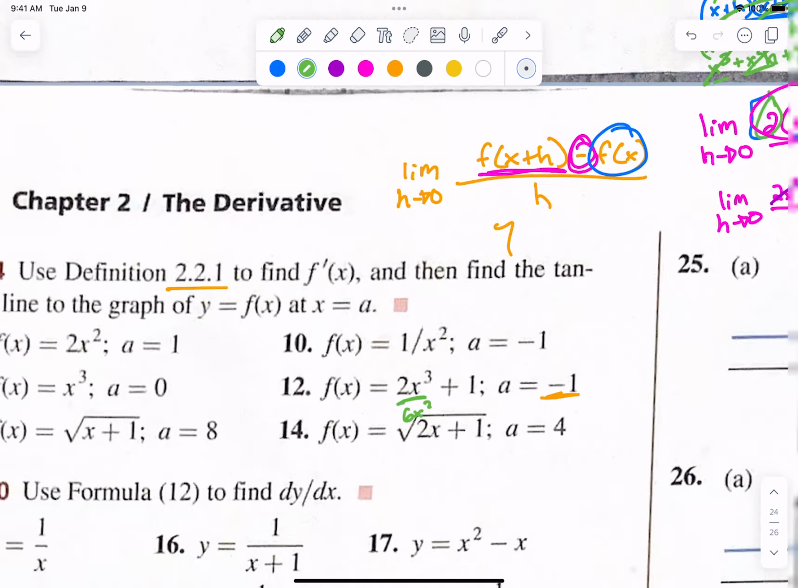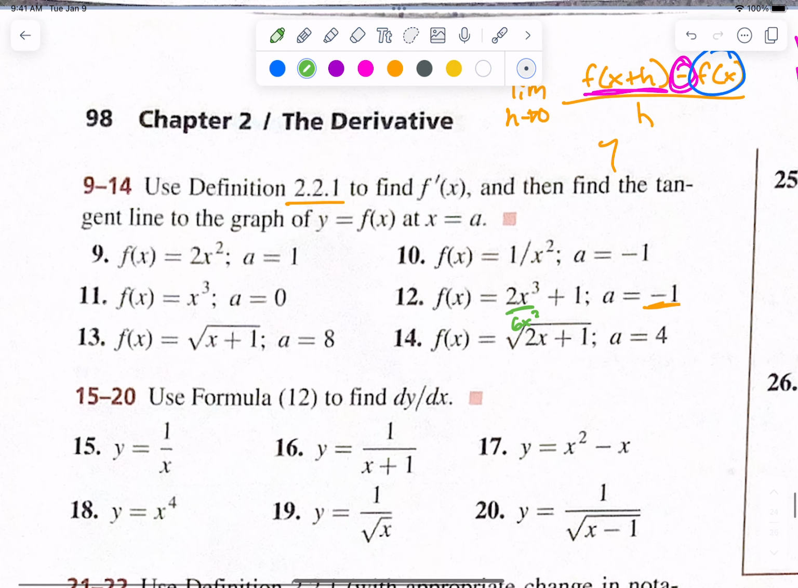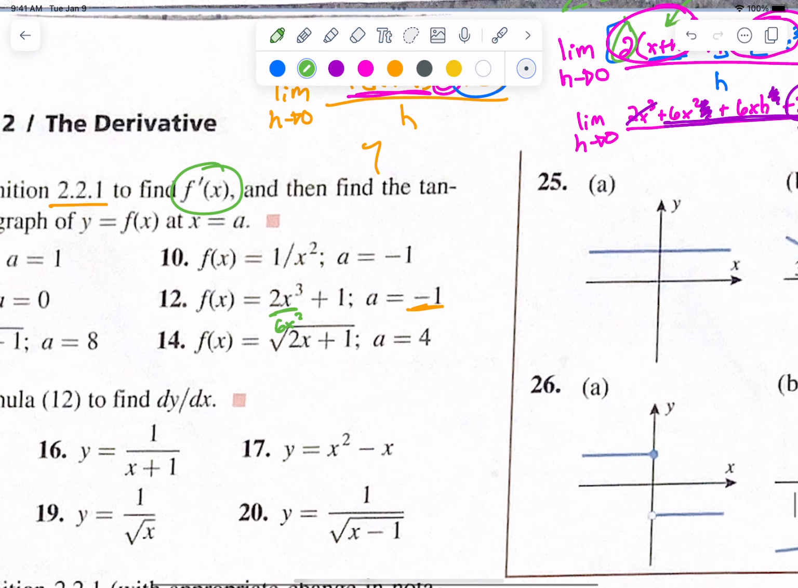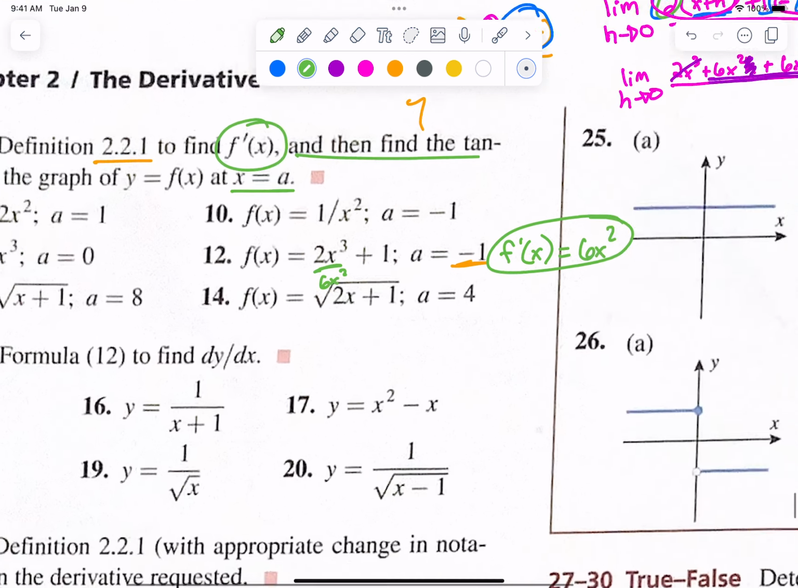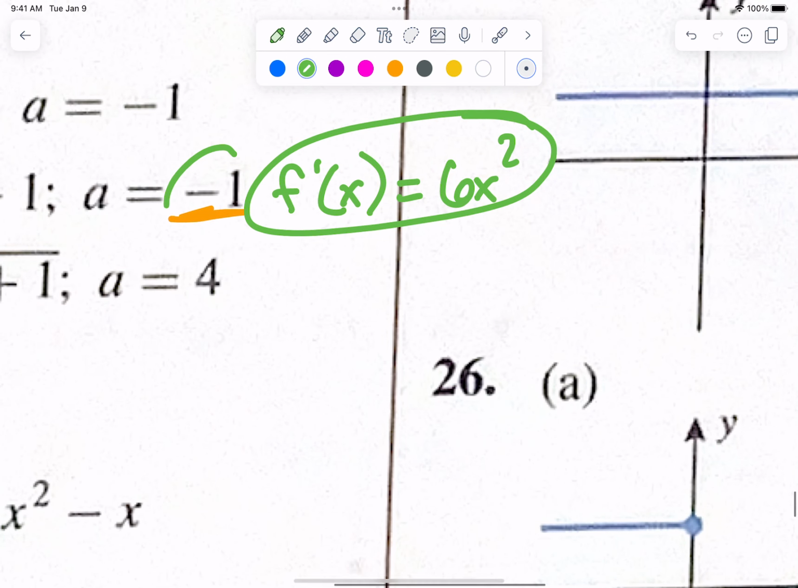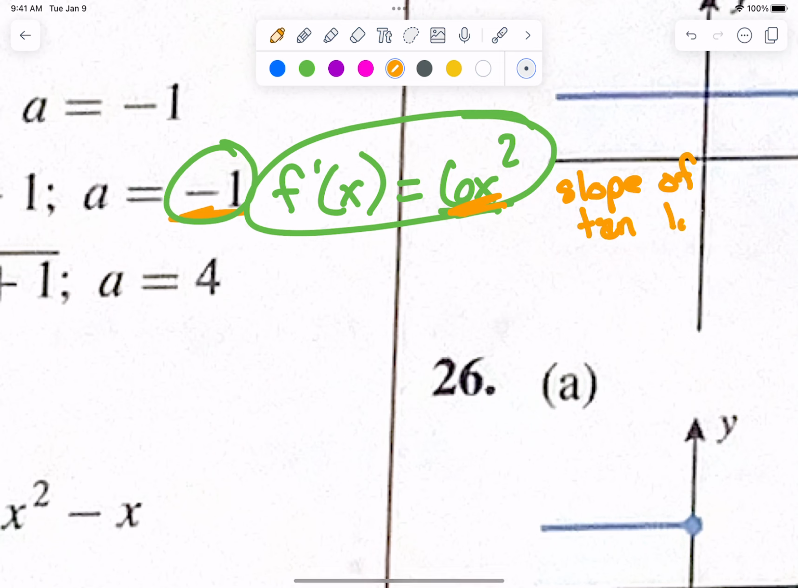Okay, now, have we answered all parts of the problem? Use the definition to find f prime of x. So what is f prime of x? The derivative, which is 6x squared. That's f prime of x. That's the first part. And then find the tangent line to the graph at x equals a. Okay, so we want specifically at negative 1. This is my derivative. And the derivative means slope of the tangent line. So if I plug negative 1 in, what will my slope be?